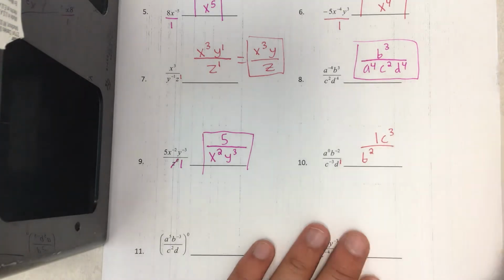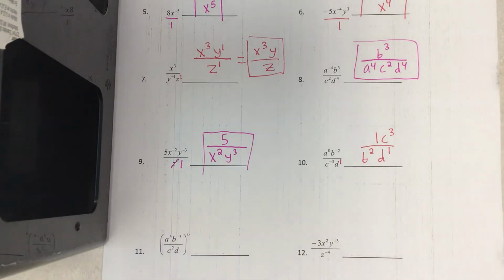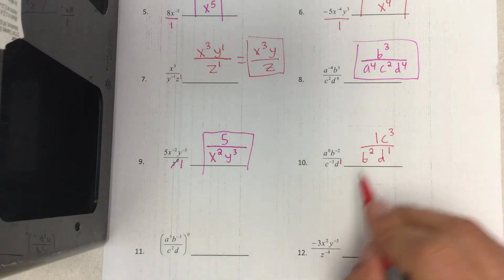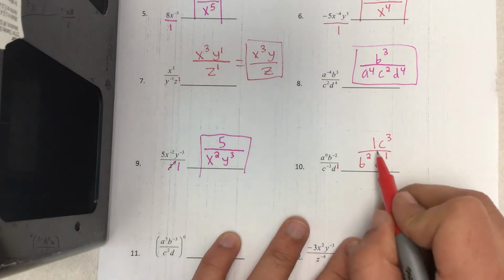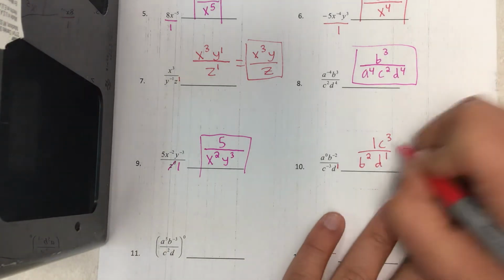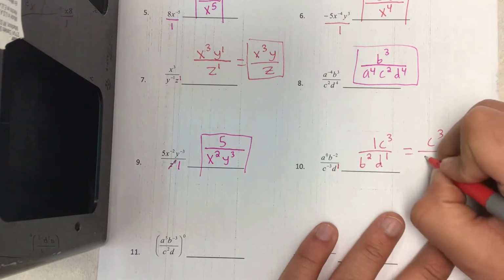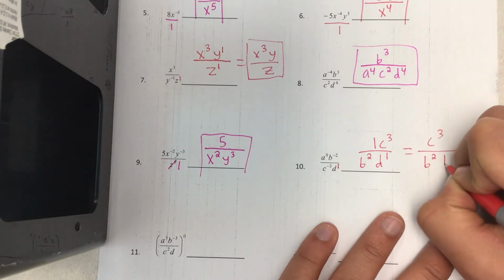And I have d to the first, that's just 1d. So that it's positive, so it can stay on the denominator, okay? But this is not proper, right? We don't want to have the ones, we don't have the ones there, okay? So we're going to clean it up a little bit so we don't have to write the top one. So I put c to the third over b squared d.